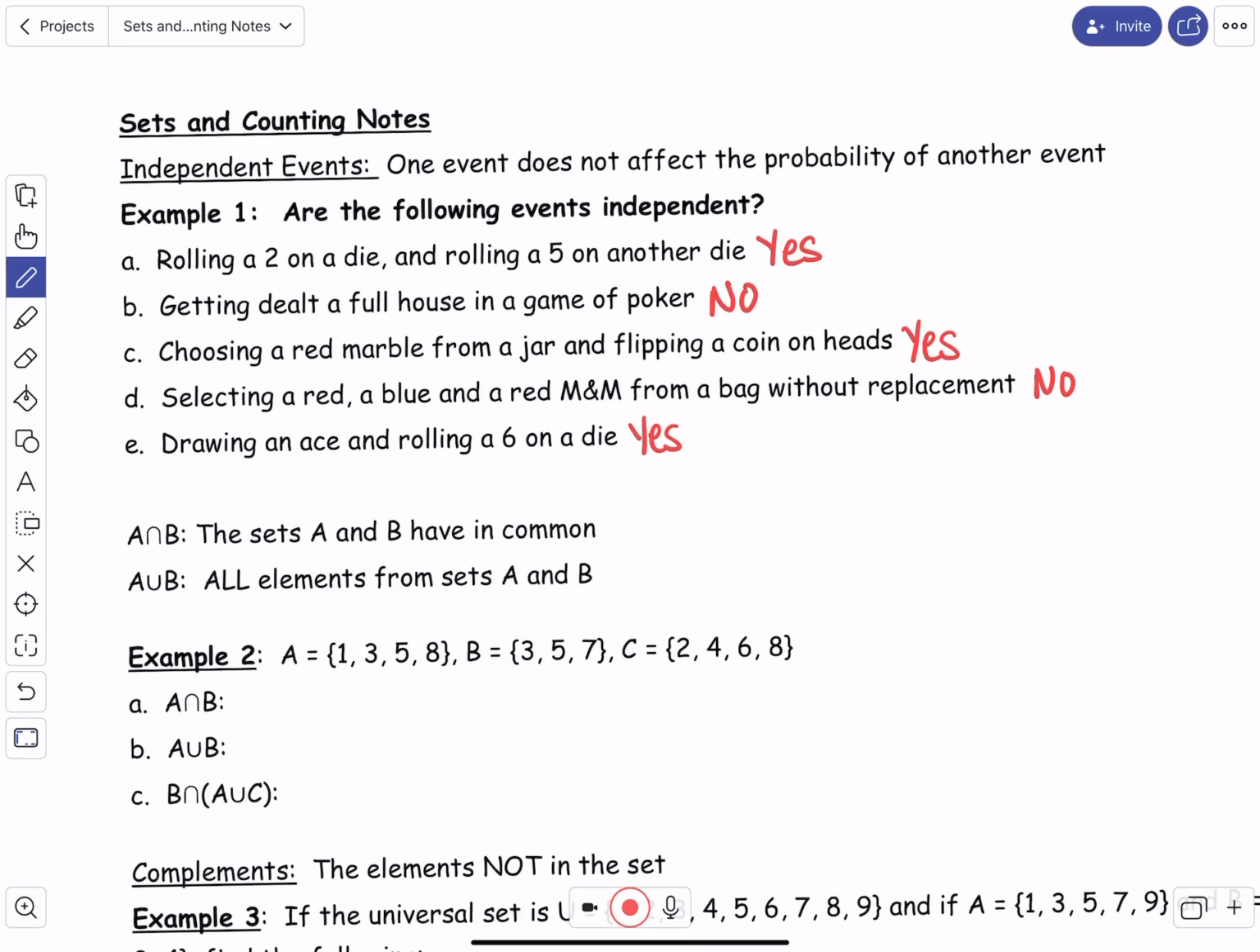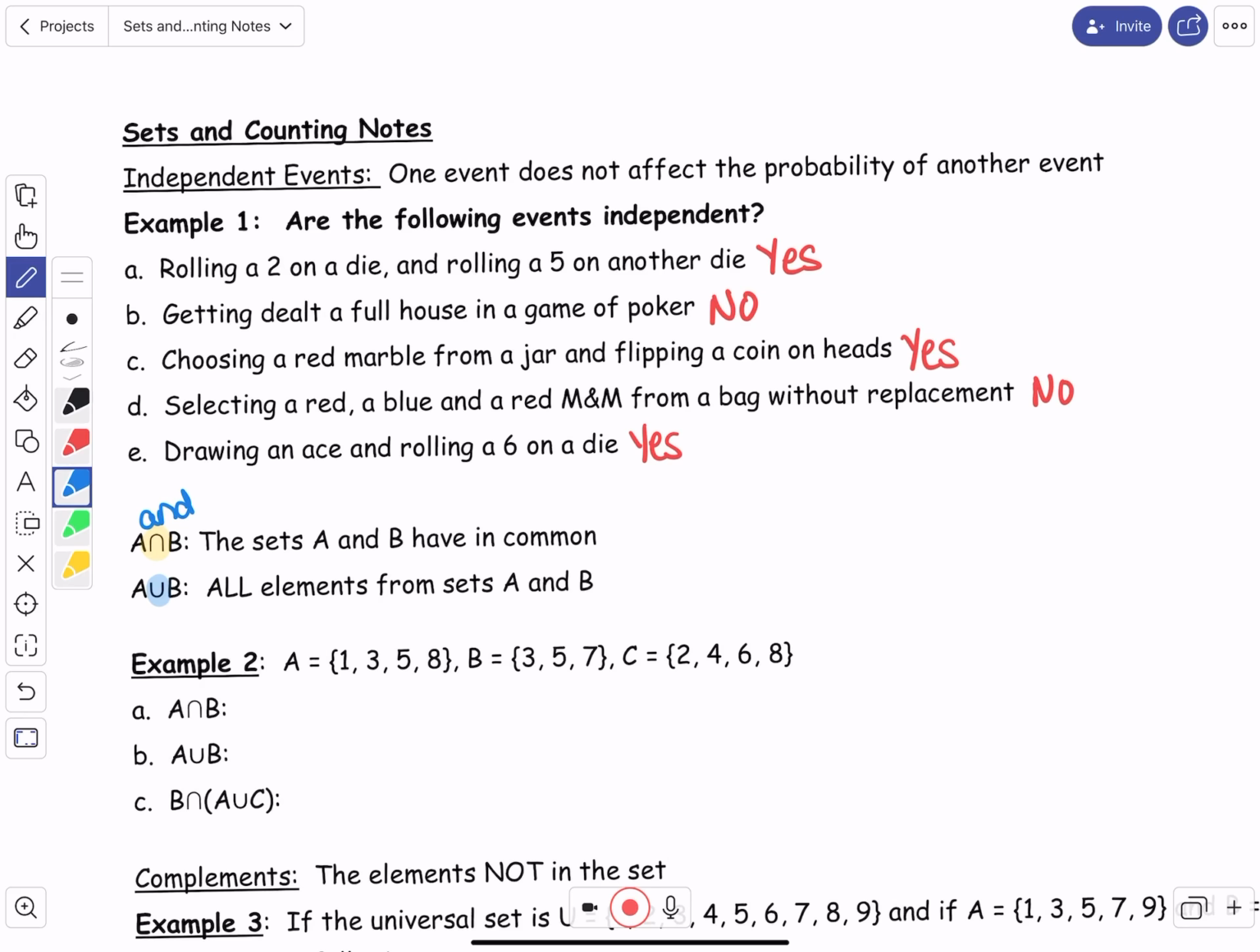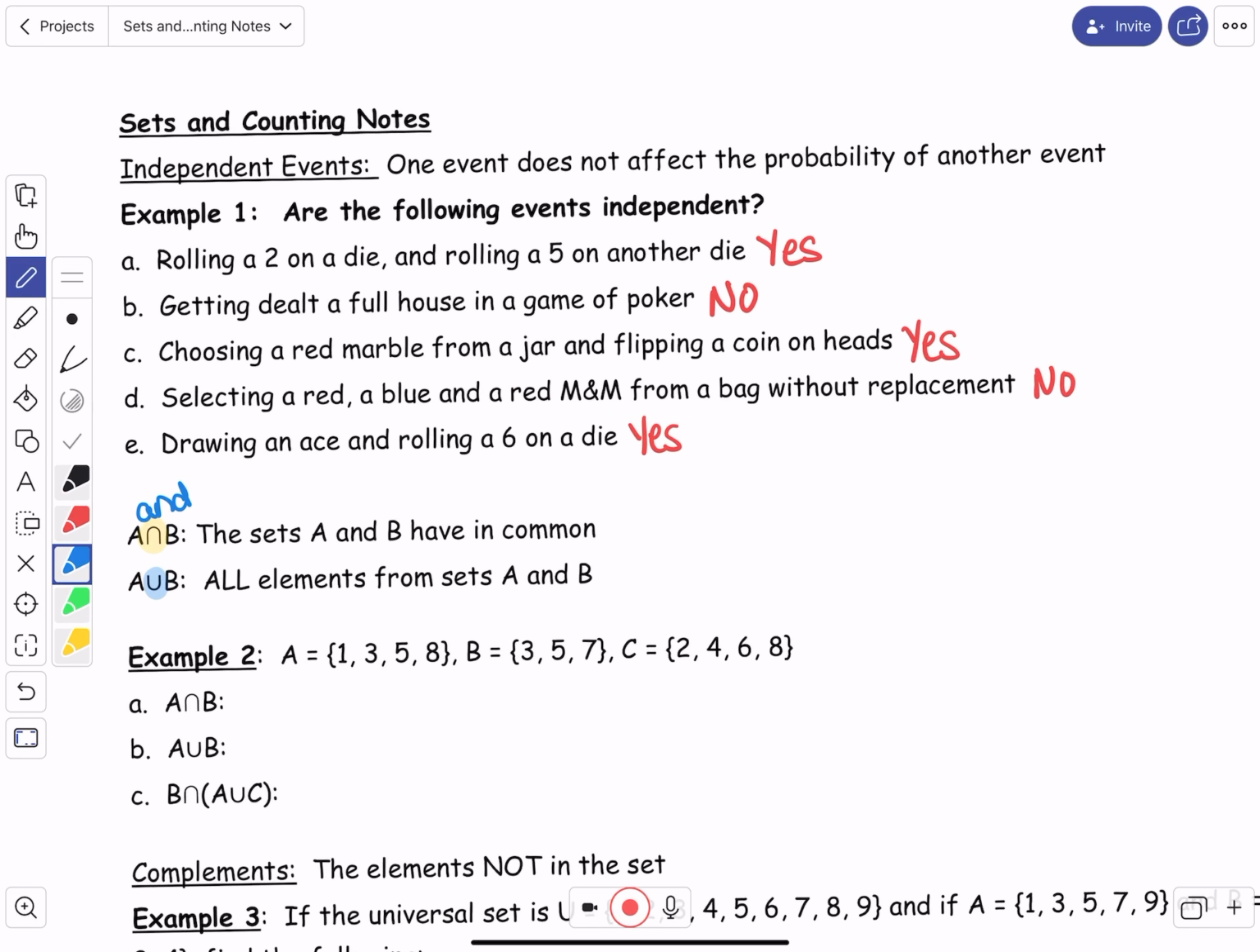Okay, our next thing that we're going to talk about is our notation. What we're looking at here, this symbol means something like an and. You can kind of think of this as an and, what they have in common. And then this symbol here, you can kind of think of it as an or. So you would list all the elements from sets A and B.